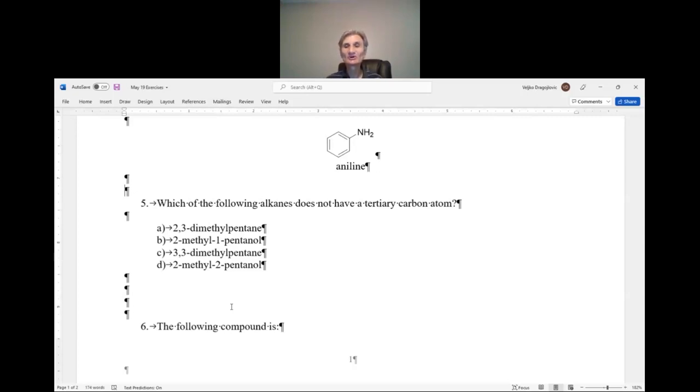A carbon atom bonded to two other carbons is secondary, to three other carbon atoms tertiary, and to four other carbon atoms is quaternary. So which of the following alkanes does not have a tertiary carbon atom? The best way to do it is really to draw them, because trying to figure out from a name and imagine what they would look like could result in a mistake.